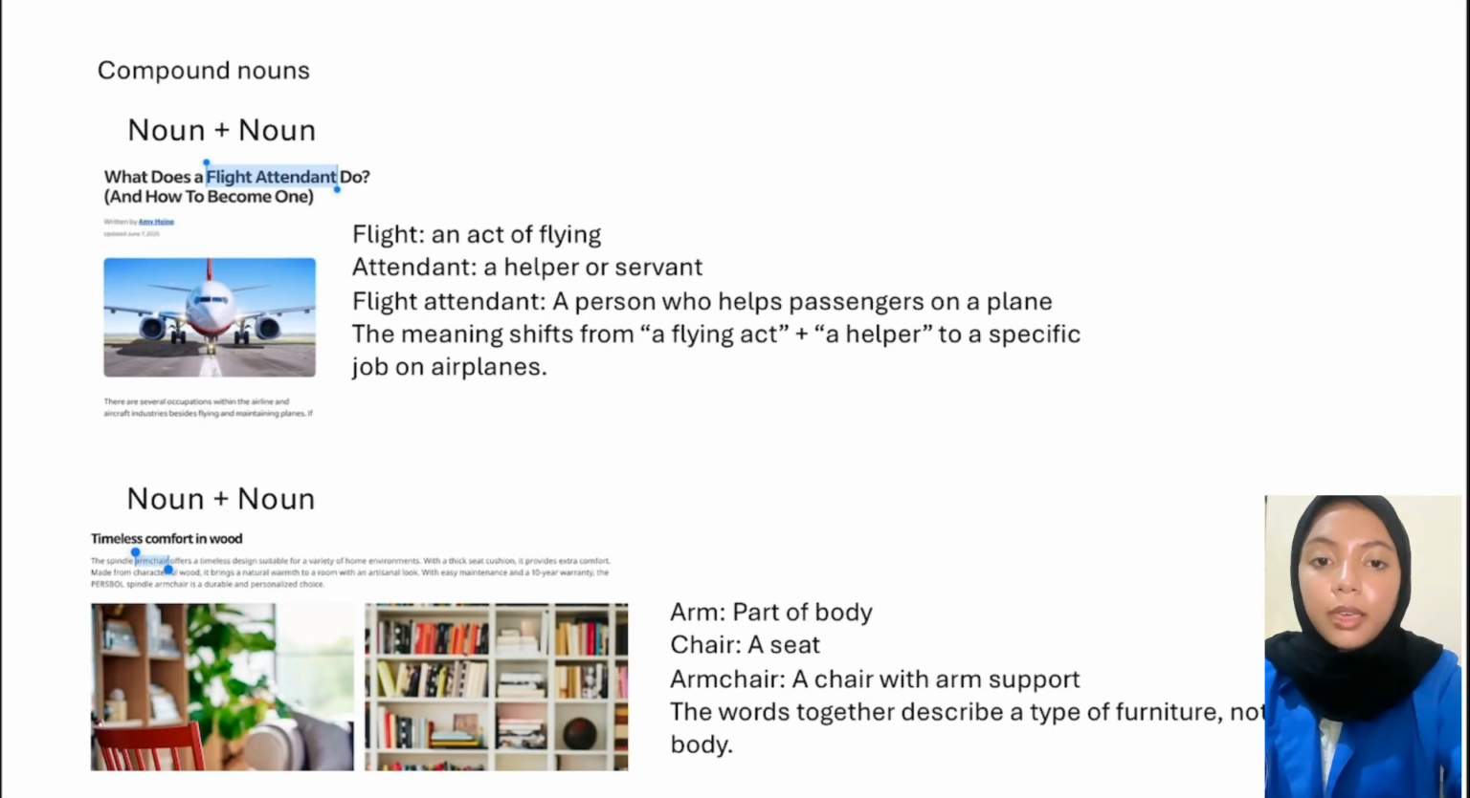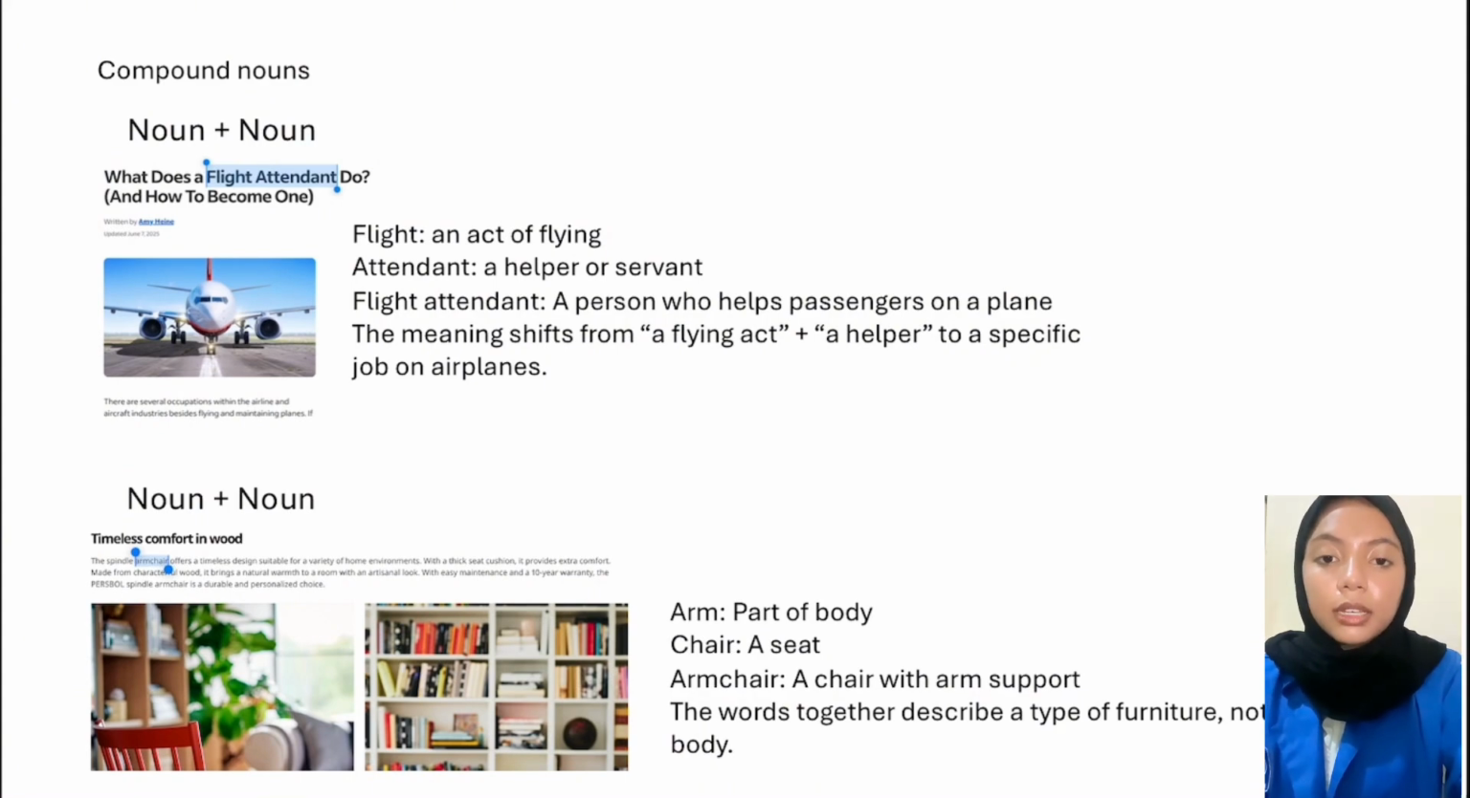First, I have flight attendant, which is noun plus noun. Flight, an act of flying. Attendant, a helper or servant. Flight attendant, a person who helps passengers on a plane. The meaning shifts from a flying act plus a helper to a specific job on an airplane.